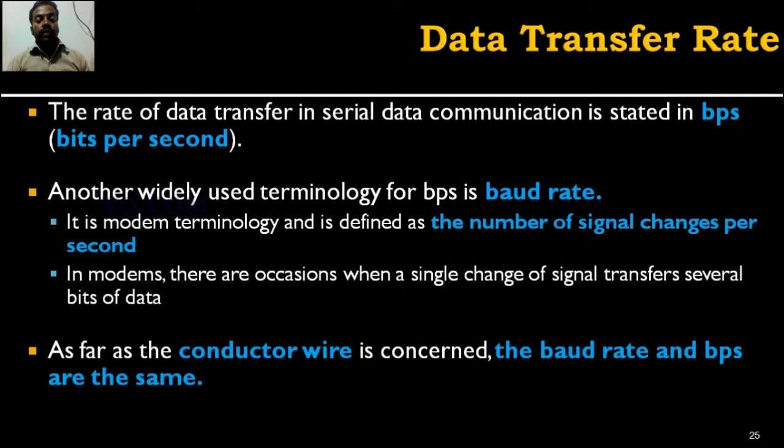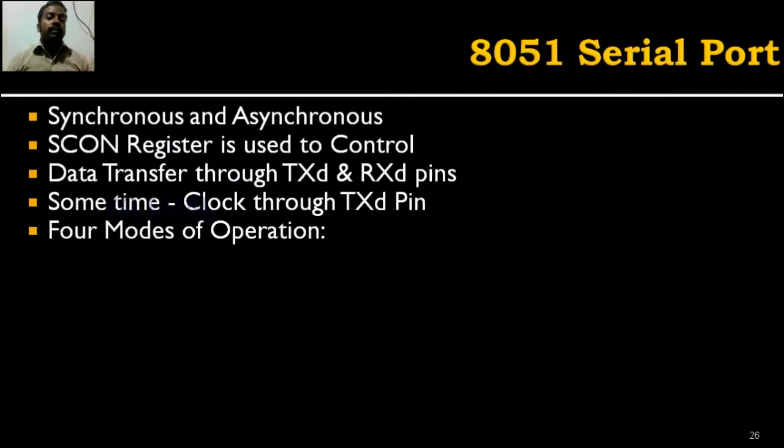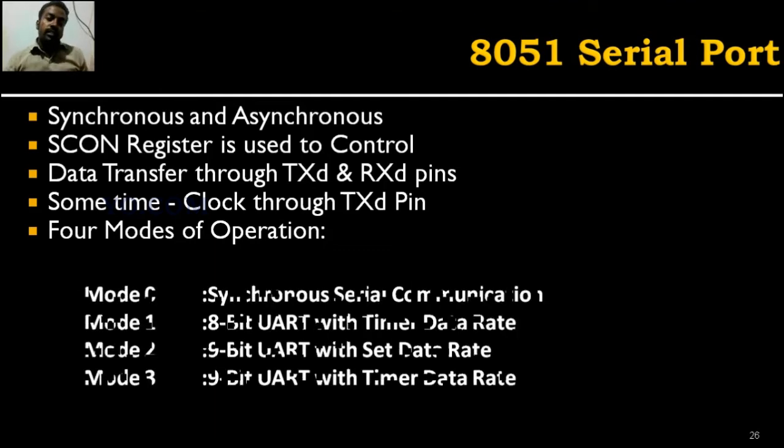As far as the conductor wire is concerned, the conductor wire is very important. If the wire is not good enough, then we will have data loss. Then the 8051 serial port, it is synchronous and asynchronous. The SCON register is used to control data transfer through the TXD or RXD pin, sometimes the clock through the TXD pin. There are 4 modes of operation. These are some hints related to the 8051 serial port.